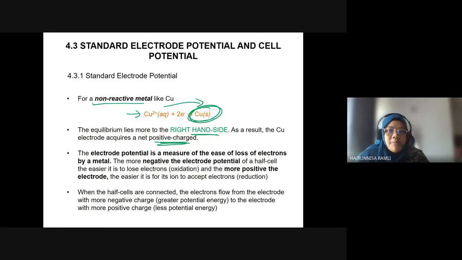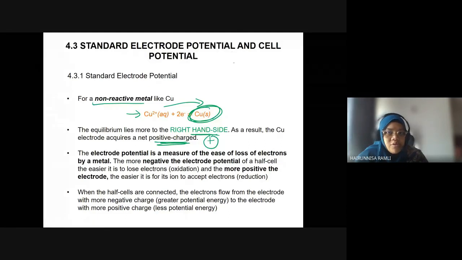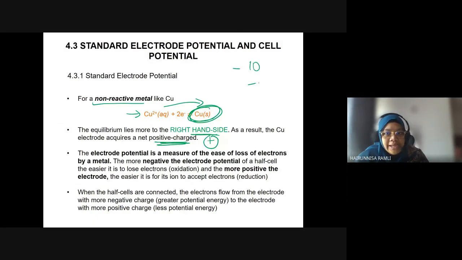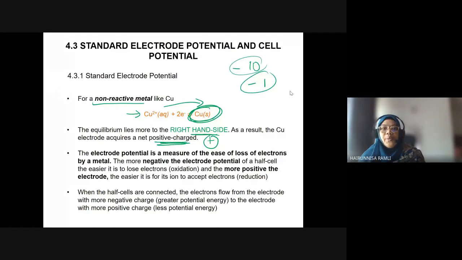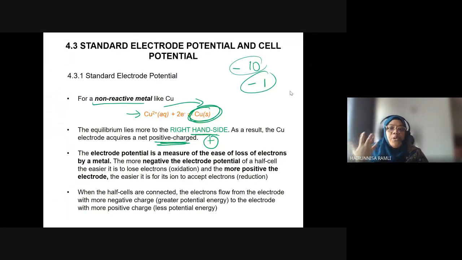Lebih positif bukan bermaksud value dia akan always positif. Lebih positif means that you compare negatif 10 dengan negatif 1. Contoh dua-dua negatif. Siapa lebih positif? Itu maksud dia. Okay? So, dari negatif 10 dan negatif 1, of course negatif 1 tu lebih positif kan? Sebab dia lebih menghampiri positive value. So, of course, walaupun dua-dua negatif, which one is more positive? Ni maksud ayat kat sini.